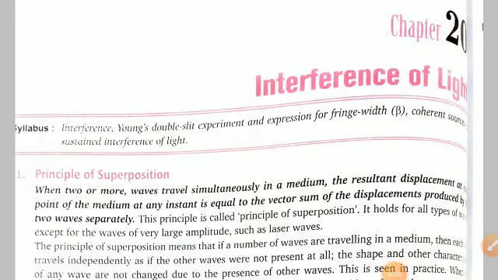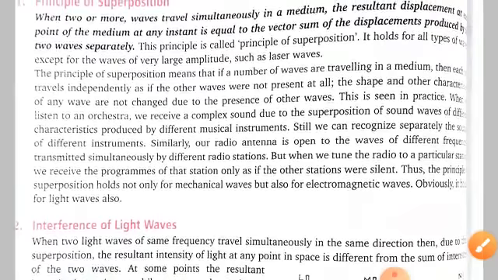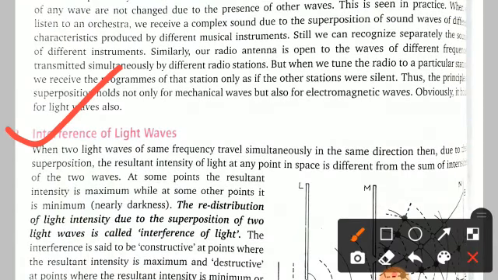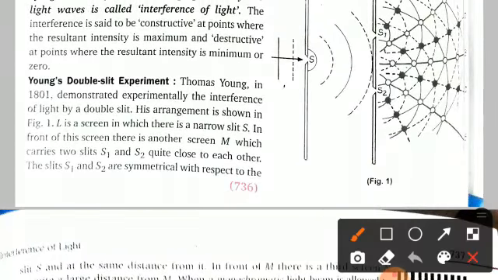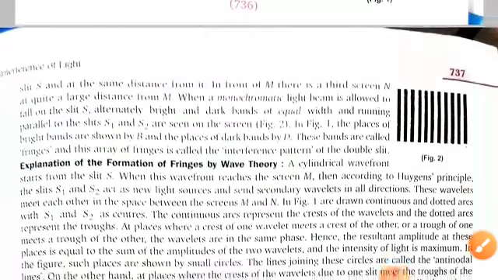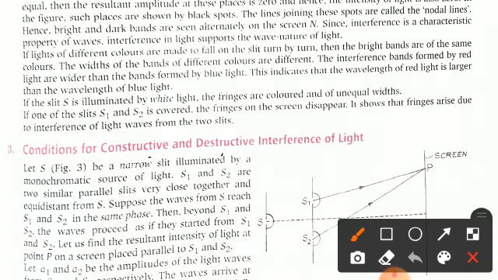As you know very well, in our previous lecture, we had discussed interference of light. This is chapter number 20 of optics, and in this chapter we almost cover the principle of superposition. After that, we discussed the interference of light waves. Then we come to Young's double slit experiment, which we also discussed in our lecture number 1. Then the explanation of the formation of fringes by wave theory, and the condition for constructive and destructive interference. These things we also discussed in our first lecture.